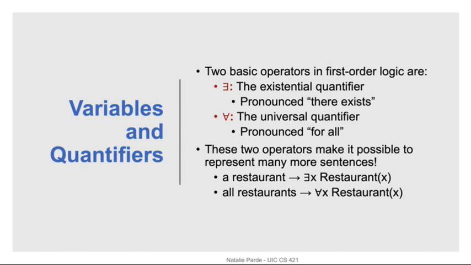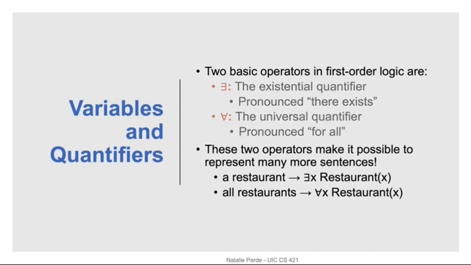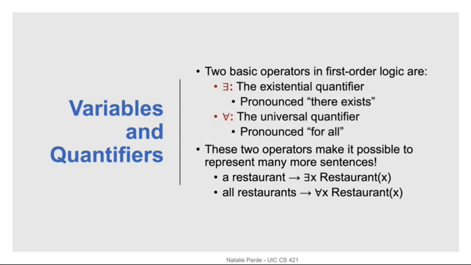Two basic operators in first-order logic are the symbols shown here. The one that looks like a backwards E is the existential quantifier and means there exists. The one that looks like an upside-down A is the universal quantifier and means for all. These two operators are extremely useful when trying to represent things equivalent to each and every. For example, we can represent a single anonymous restaurant by saying there exists a variable X for which X is a restaurant. We can represent the set of all restaurants by saying for all variables X, X is a restaurant.